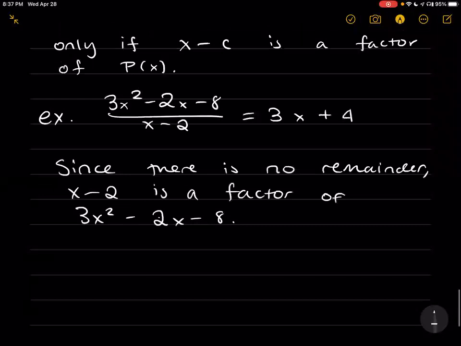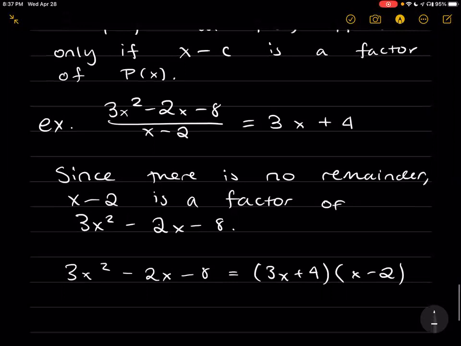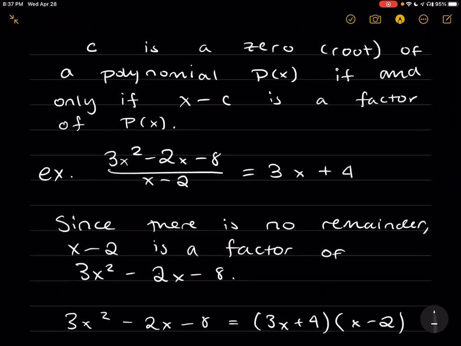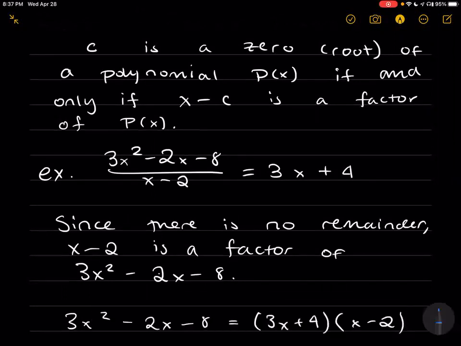What that means is that we can take 3x squared minus 2x minus 8 and write it as our quotient times our divisor. We just factored that polynomial. That's what it means to be a factor of it. And what the factor theorem says is that since it's a factor, our c, which in this case is 2, is a root of that polynomial.